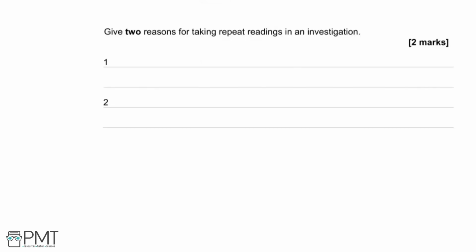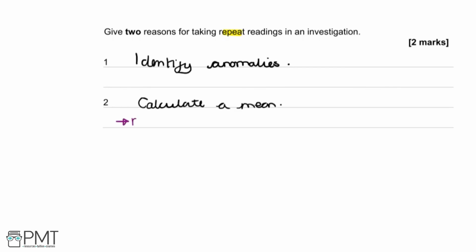Give two reasons for taking repeat readings in an investigation. So we often take repeat readings in an investigation and it's for the same reasons every time. The first reason is that you can identify anomalies. If you take lots of readings and there's one that's completely different from the rest, you'll know that that's an anomalous result. Whereas if you only take one and you get an anomalous result, you won't realise. So that's a really good reason for taking repeat readings. Another reason for repeating readings is so you can calculate a mean. A mean, or an average, reduces the effect of random errors.